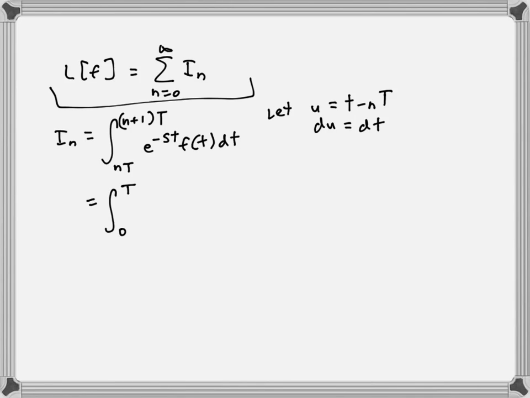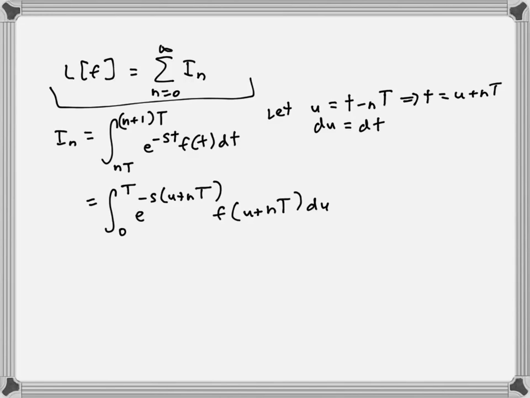And then this becomes e to the negative s times, remember lowercase t is equal to u plus n times capital T. So this becomes u plus n times capital T. And then we're going to get f of u plus n capital T du. So we've changed our integral to u.